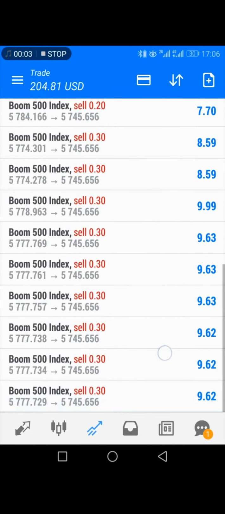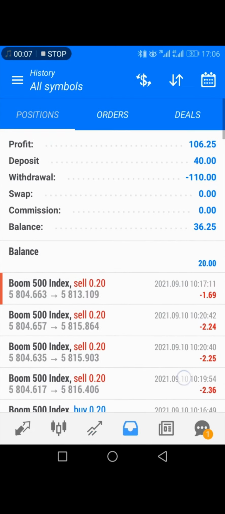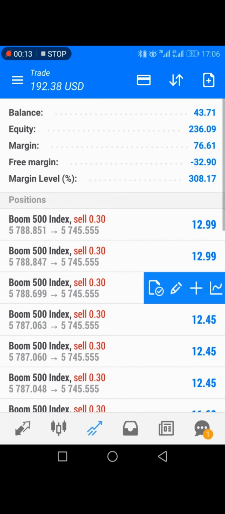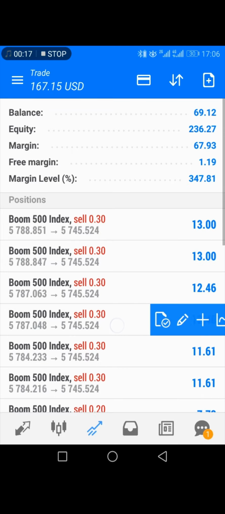Look at this, guys. You can see with just $30 we are counting over $200 profits. So trading Boom and Crash is not just about having indicators, right? It's about knowing what to do.